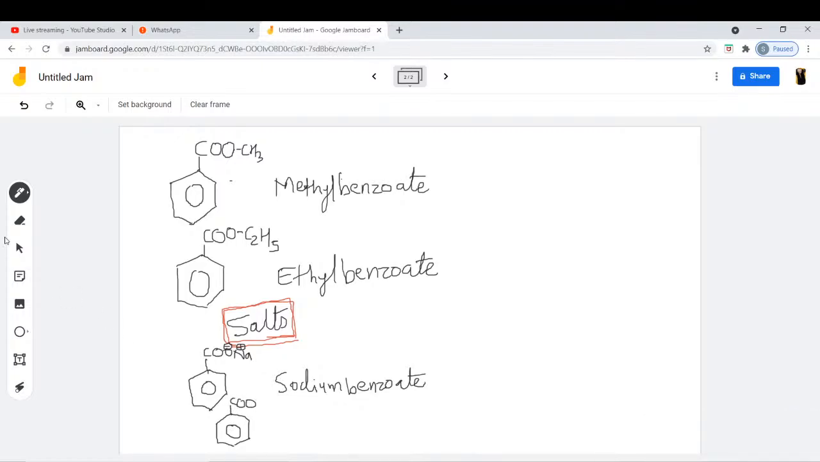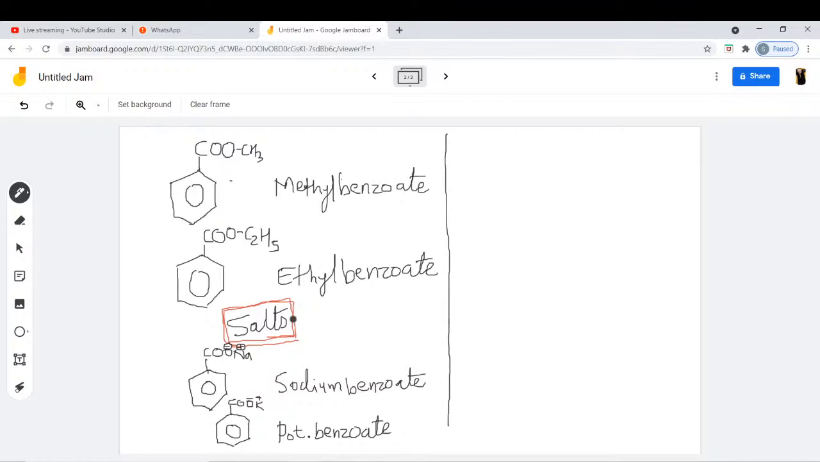Let's take another example. COOK. K carries a plus charge and O carries a minus charge. So its name will be potassium benzoate. Now taking some aliphatic salts.